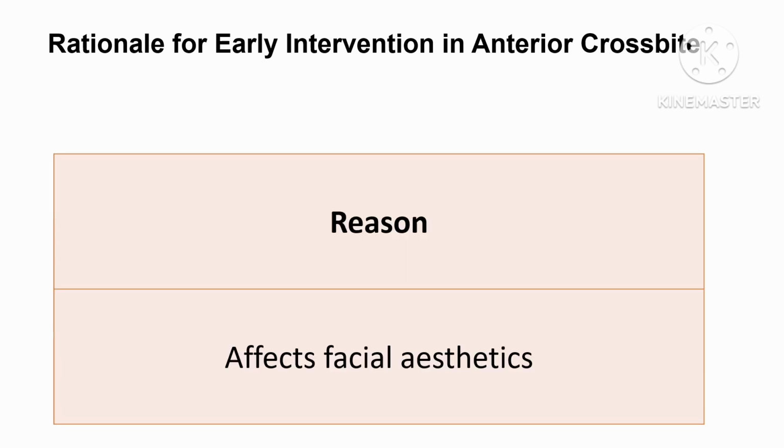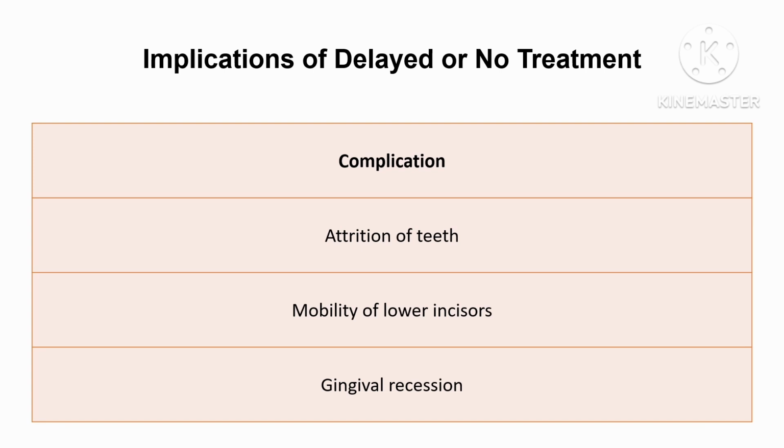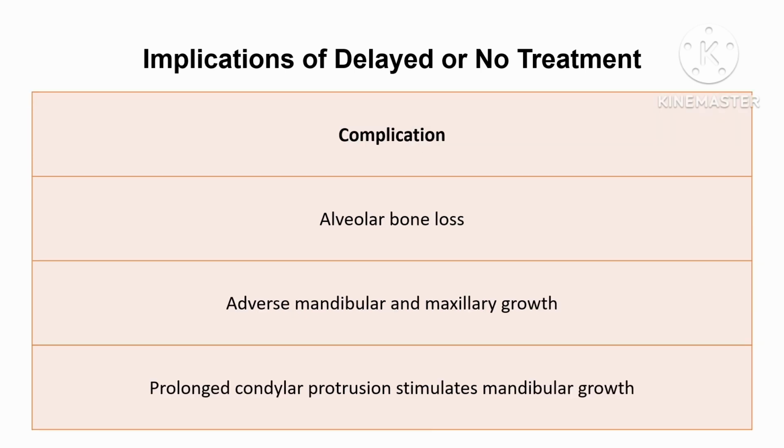If anterior crossbite is left untreated, multiple complications may arise. The most common is tooth wear or attrition, followed by mobility of lower incisors due to their labial positioning. More seriously, it may lead to gingival recession, alveolar bone loss, and even disturbances in jaw growth. A continuously protruded condyle may stimulate further mandibular growth, worsening the skeletal imbalance.